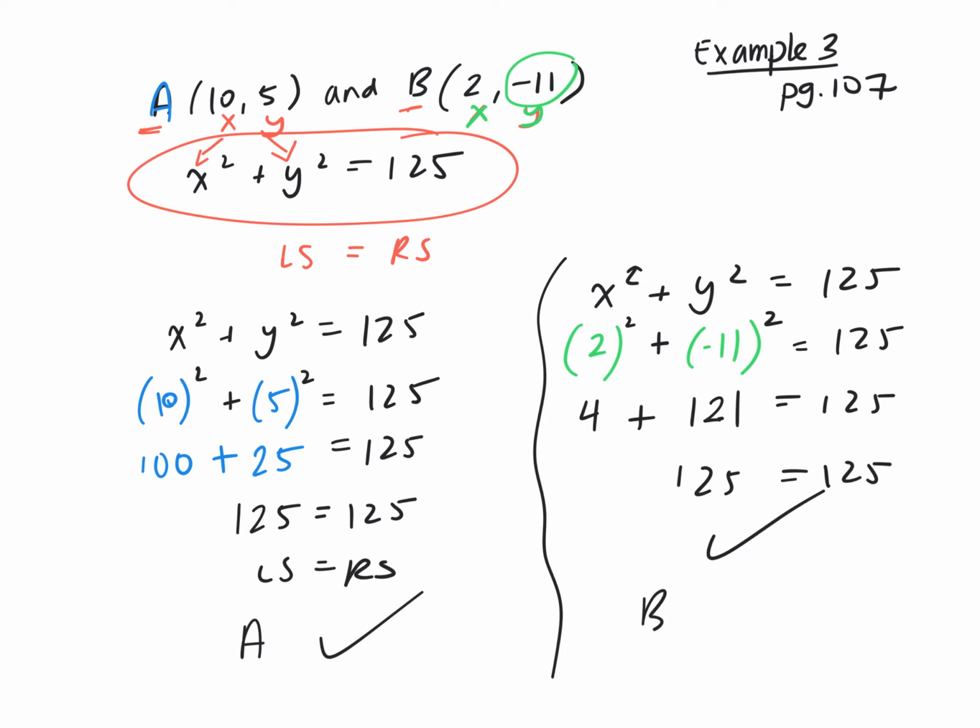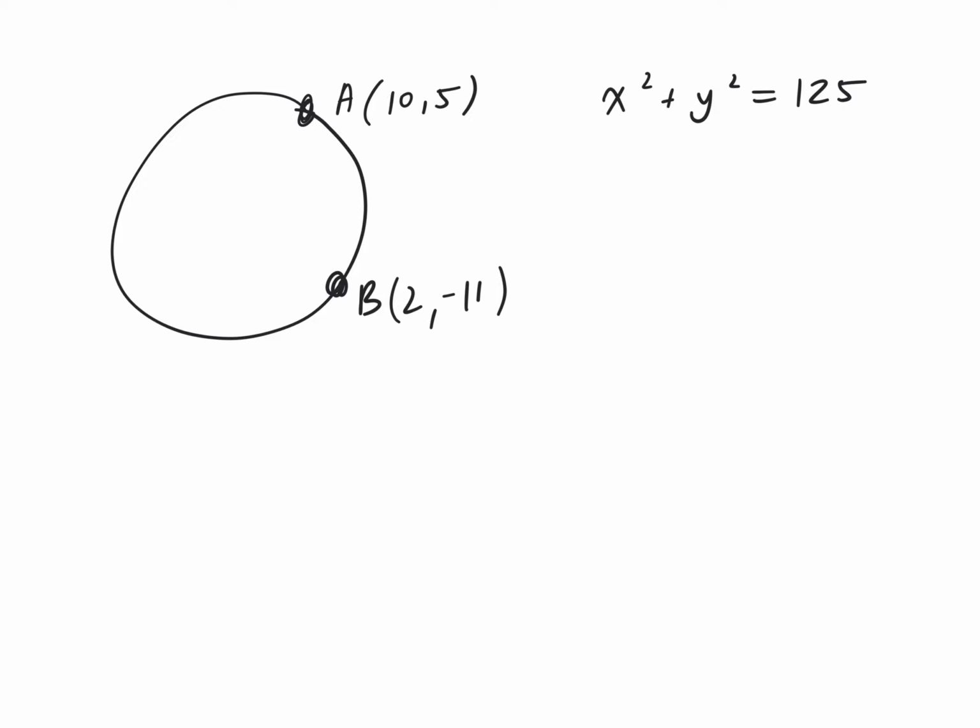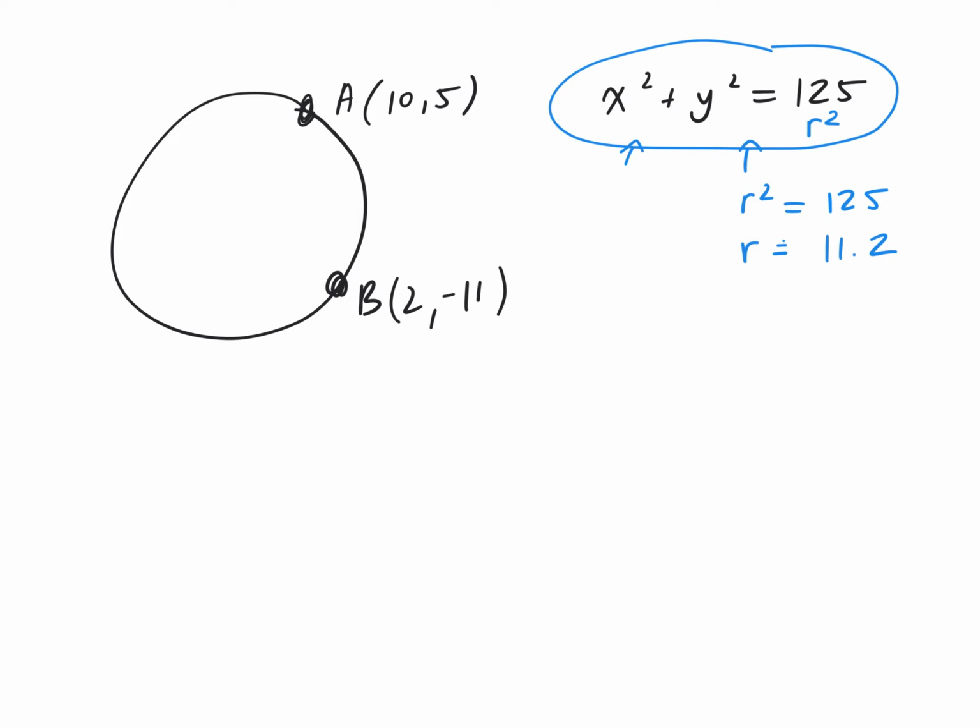Okay, so yes. We've proved the first part. Point A and B are coordinates on the circle. We're given the equation of the circle. X squared plus y squared equals 125. From this equation, what can you tell me about the circle? Yes. So you can tell me from this equation, we know that this is r squared. So if r squared equals 125, right? This equation of a circle is x squared plus y squared equals r squared. The radius of the circle is approximately equal to 11.2.